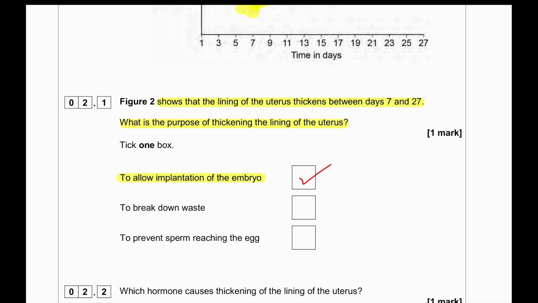Now, the other points are to break down waste, which would be the function of a liver, and to prevent sperm from reaching the egg, which would be the function of a barrier method.